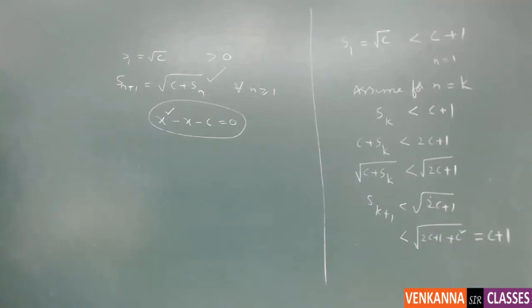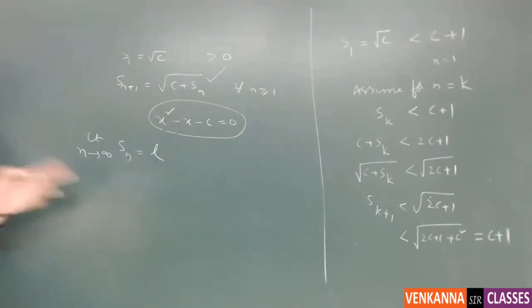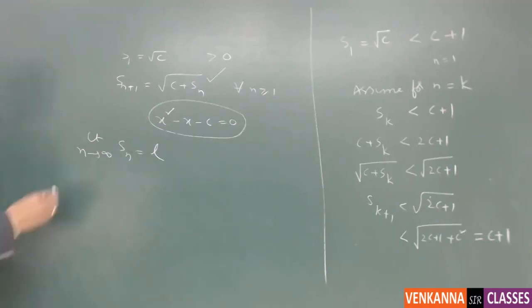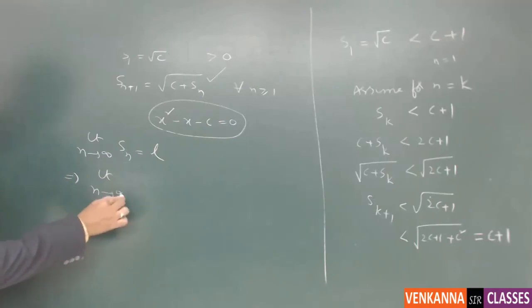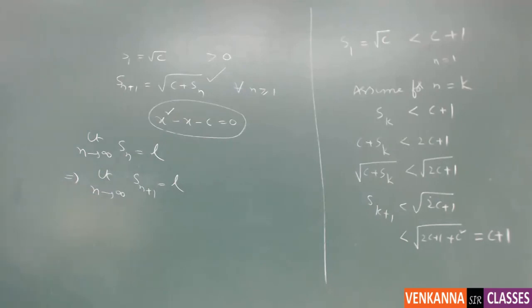So let us assume that limit n tends to infinity, Sn is equal to L. It means that the sequence has limit L. So what happens from this, I can say that limit n tends to infinity, Sn plus 1 is also L. Is this right?